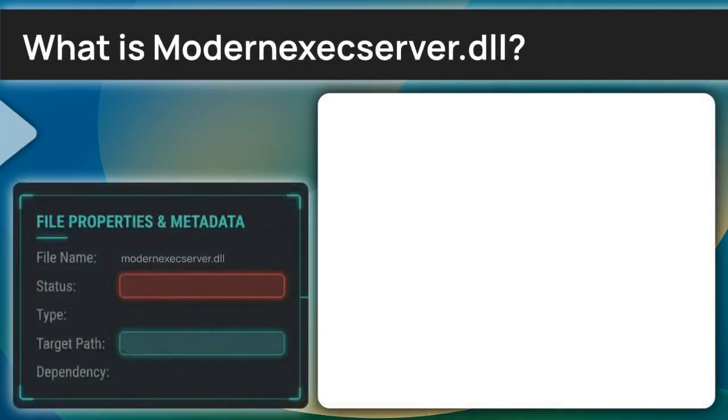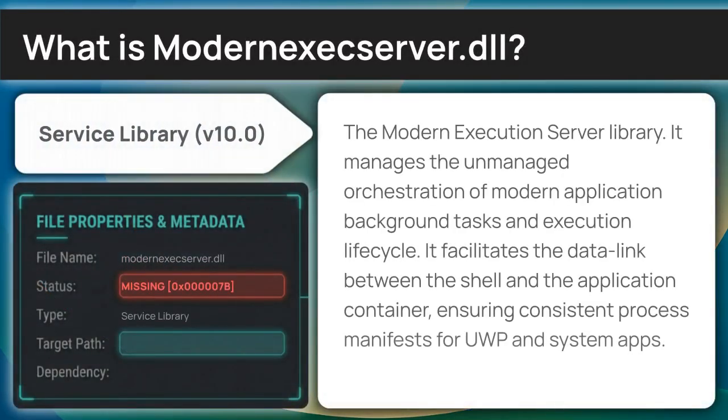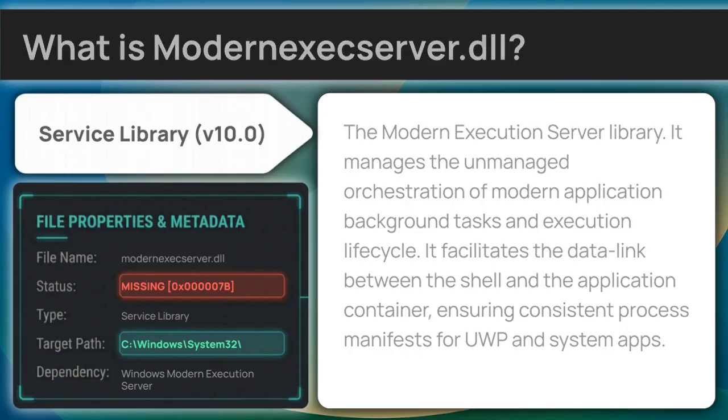This is the ModernExecServer, the Modern Execution Server Library. It manages the unmanaged orchestration of modern application background tasks and execution lifecycle. It facilitates the data link between the shell and the application container, ensuring consistent process manifest for UWP and system apps. Now let's apply the fix by reinstalling the shared system library.